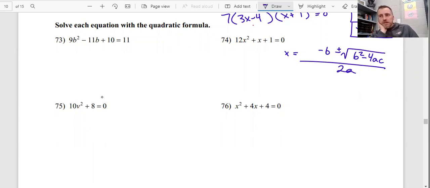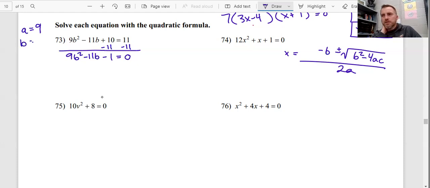But if you look at 73, the first thing you have to do is set that equal to 0. So we need to move the 11 over to the left side. Get that thing set equal to 0. Then we can start plugging things in. You have to know that a goes with the quadratic term, the b squared. So that's 9. B is -11. And c is -1.